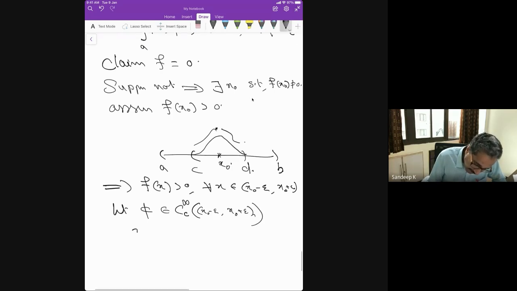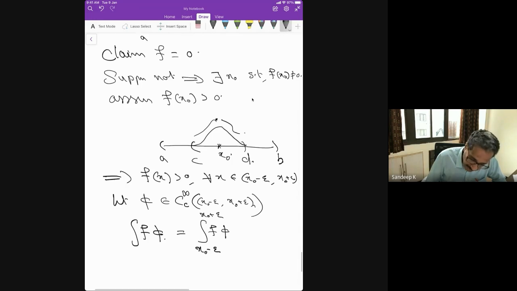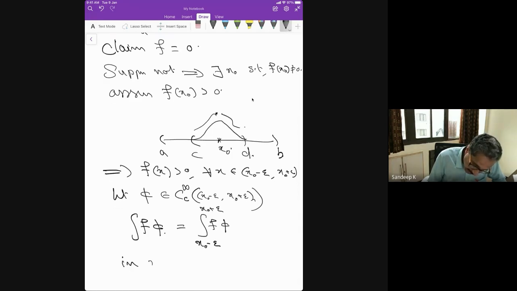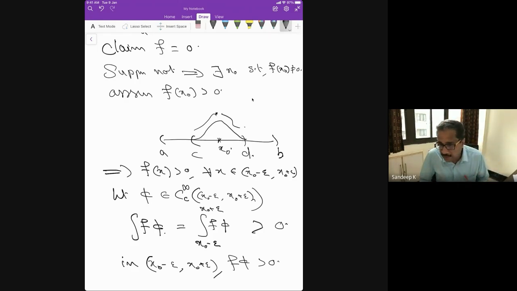Then the integral of f into phi, since phi vanishes outside, is going to be the integral from x naught minus epsilon to x naught plus epsilon of f into phi. And in this interval, the function f into phi is strictly positive. Therefore, this integral has to be strictly positive. A positive function, the integral has to be positive. So it's a contradiction, and therefore that proves the theorem.